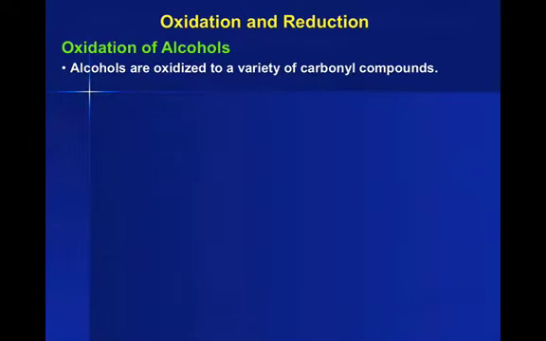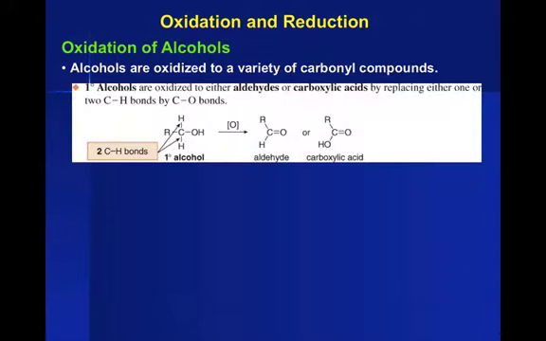Okay? So reduction is taking a carbonyl and doing what to it? We're adding hydrogens, right? So the reverse of that process, taking away hydrogens from alcohols to make carbonyl-containing compounds, is oxidation. Okay, and we're going to learn about the variety of oxidizing agents that we can use to actually get those transformations to occur. Okay?